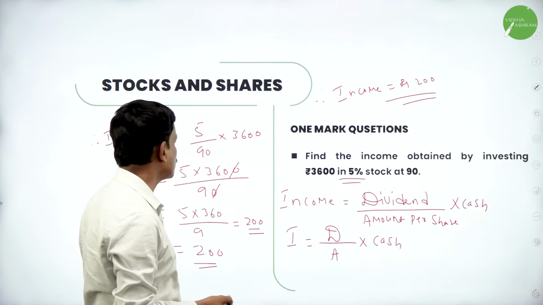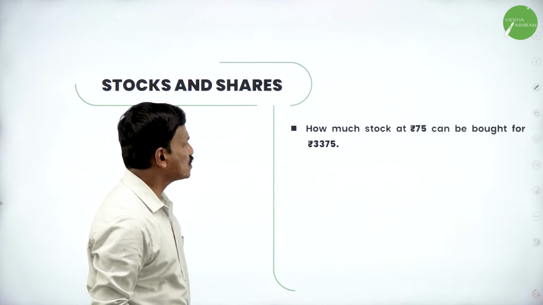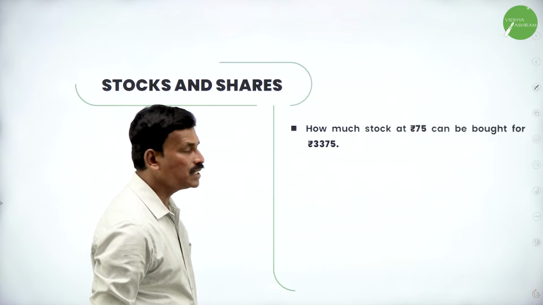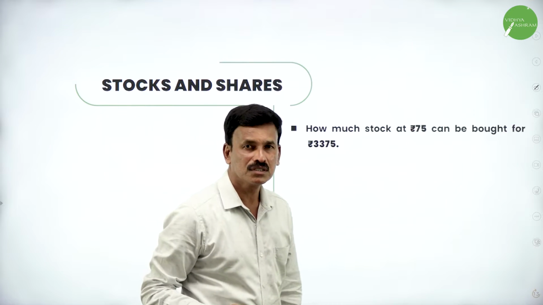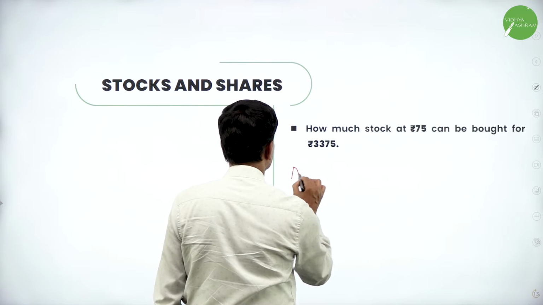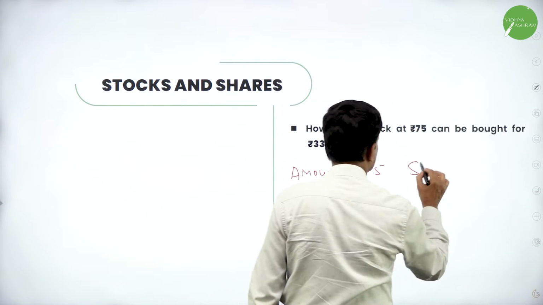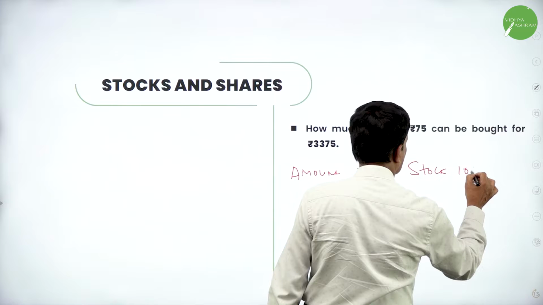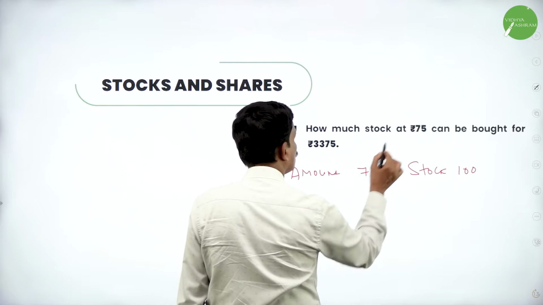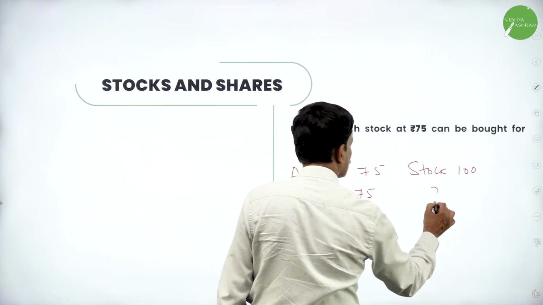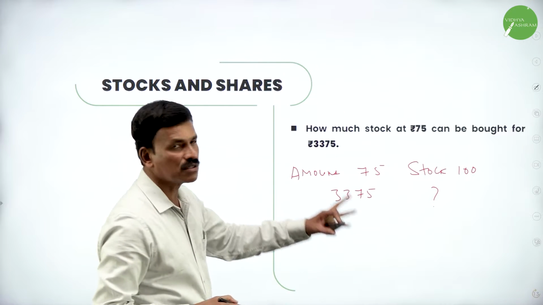Now move on to the similar type problem. How much stock at rupees 75 can be bought for 3,375? So here what is given? Amount is 75 and stock, nothing is mentioned, that is 100. Here amount is 3,375. So how much stock? Stock is to be determined.